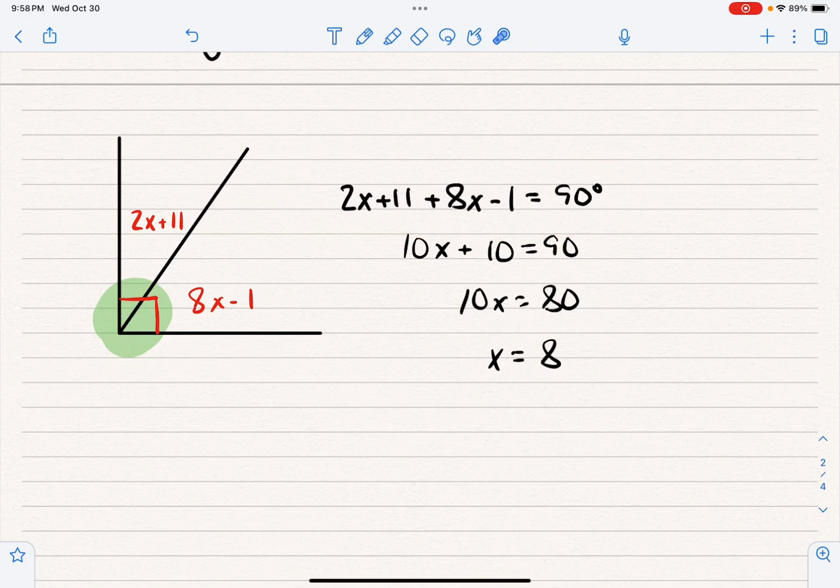All right, now let's look at the next three. Here, you need to find the value of each variable and justify.